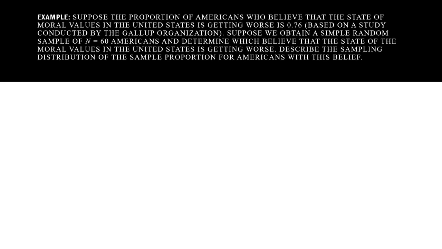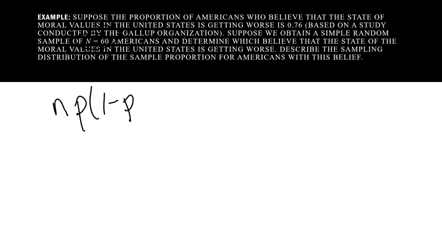So one thing here is now we have a sample size. Whenever you have a sample size, and you're taking multiple samples, you are now dealing with a sampling distribution, okay? So we want to determine the distribution. Basically, we want to know if it's normal or not. And in order to know if it's normal, we have to do n times p times 1 minus p.